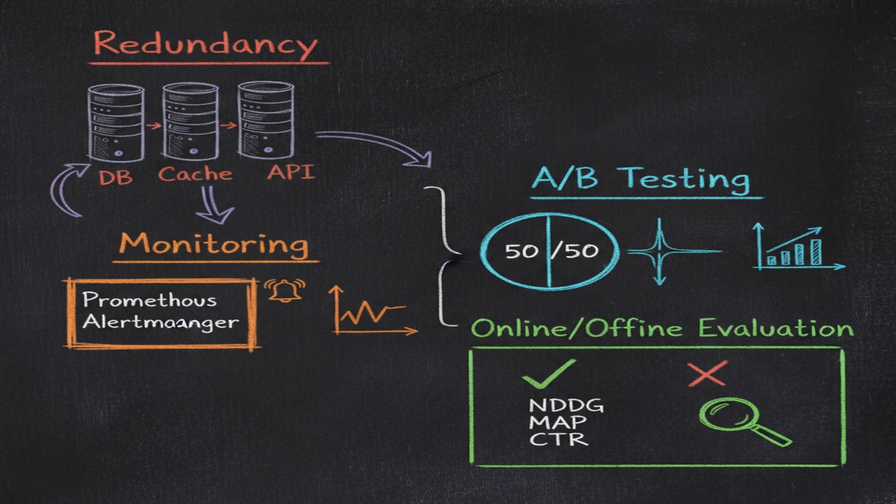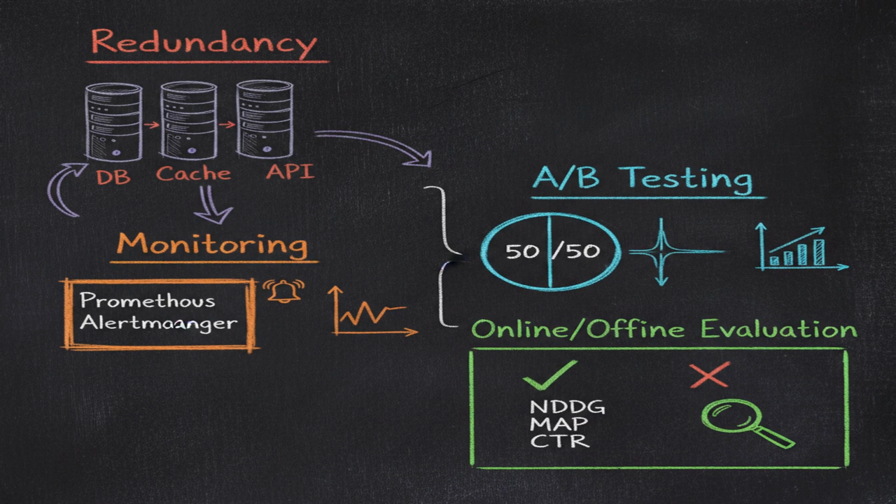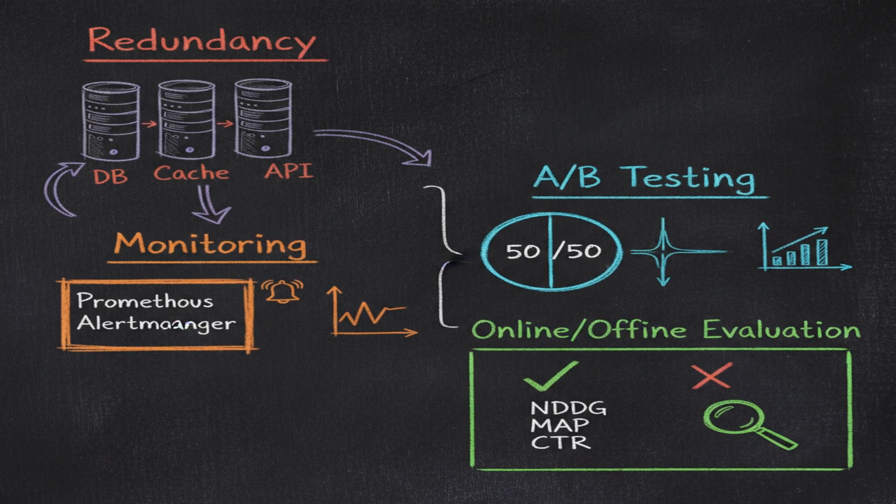Now, let's consider reliability. For fault tolerance, we'll use redundancy and automated failover. We'll have multiple replicas of each service and database. We'll use a monitoring system, like Prometheus, to track the health of each component. We'll set up alerts, using Alert Manager, to notify us of any issues.